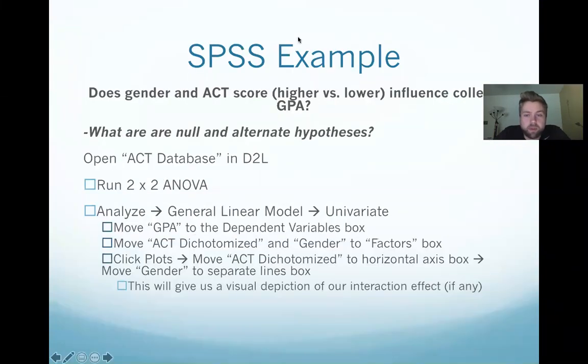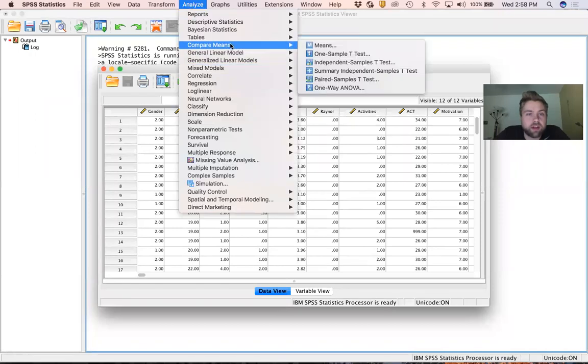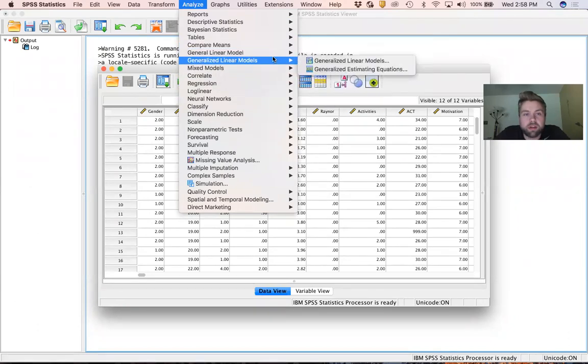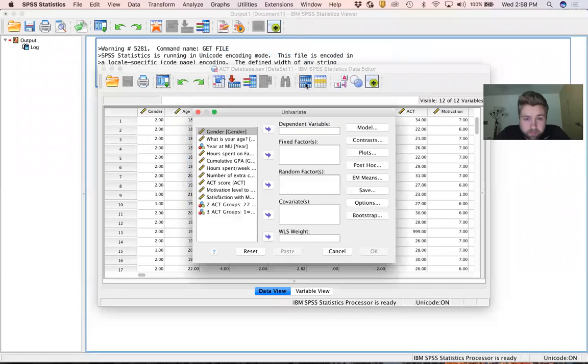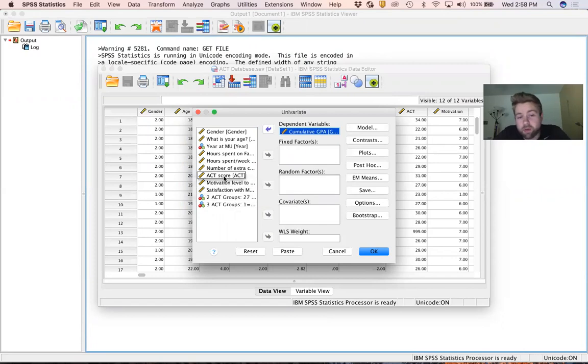So here we go. All right. So I'm going to go into SPSS. I'm going to go to Analyze, and then I'm going to go to General Linear Model, Univariate. And my dependent variable, as you remember, is this GPA. And then my factors, which I'll put in this fixed factors box here, are ACT score, but not this one where it's a scale. I want this one where it is a group, right? A two-person group.